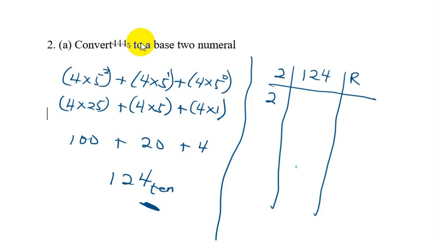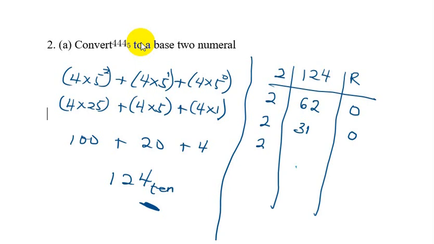Now it goes into it 62 times without a remainder, so remainder 0. You get it? So 2 times 62 gives you 124. There's no remainder. Then we concentrate on this one. 2 goes into 62 how many times? That's 31. Then that one will be without a remainder. Then another 2 again, because we are converting to base 2, so we have to use 2 always.